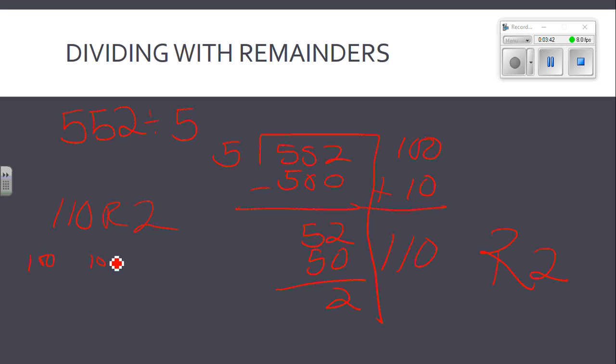Remainder 2. Alright. We're going to go back and check that out by multiplying, right? 110 times 5, 0, 50, and 500, 550, plus our 2 remainder gives us 552, which is what we started out with. Good job. All right, let's try one more.